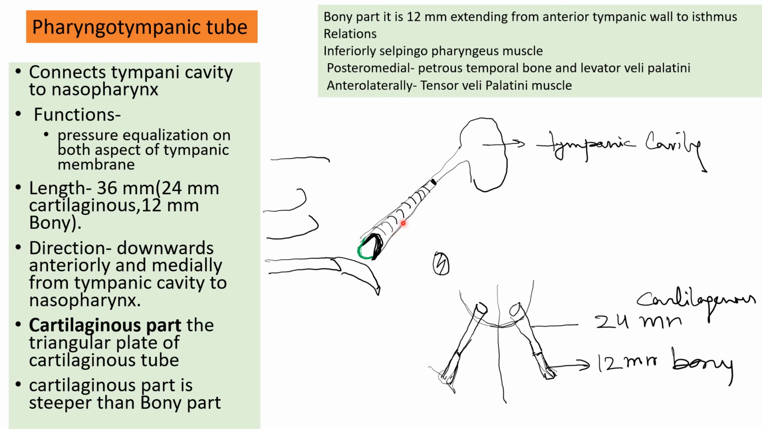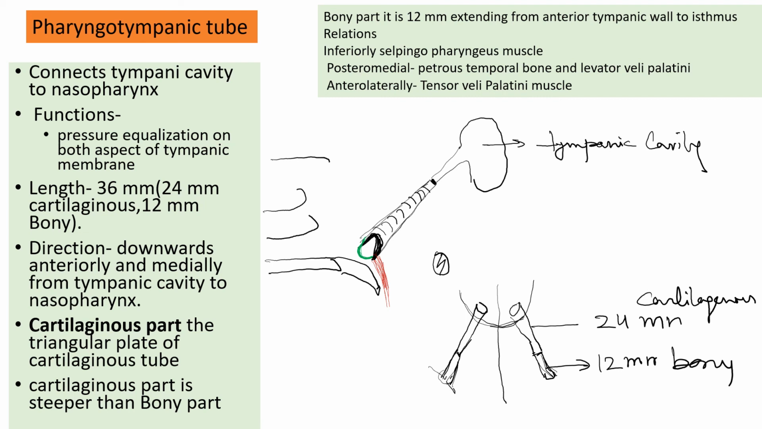If you see the relations of the tube, we'll see that the salpingopharyngeus muscle is related inferiorly. It is going to join with the palatopharyngeus muscle and the stylopharyngeus muscle and gain attachment on the posterior lamina of the thyroid cartilage. Whereas posteromedially, it is related with the petrous temporal bone and levator veli palatini muscle.